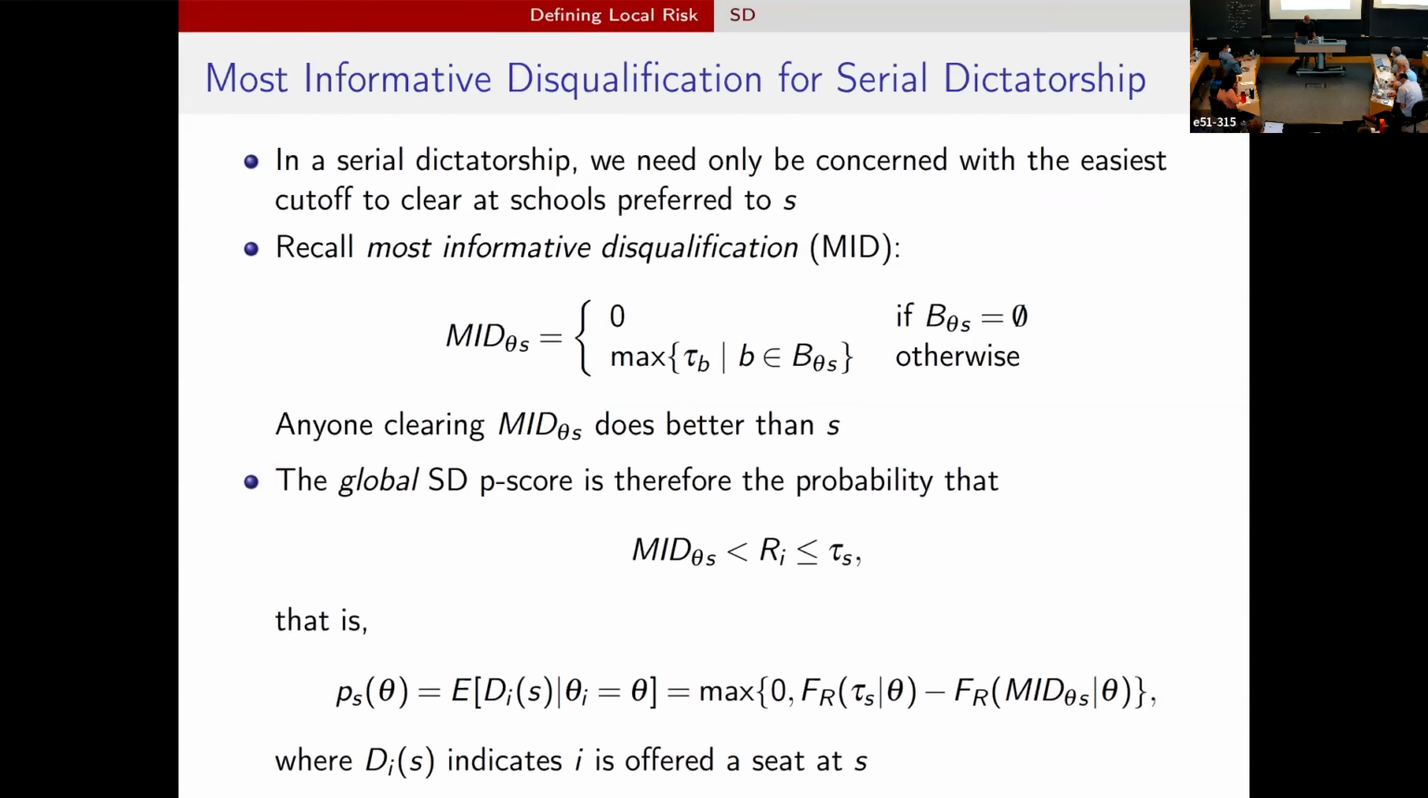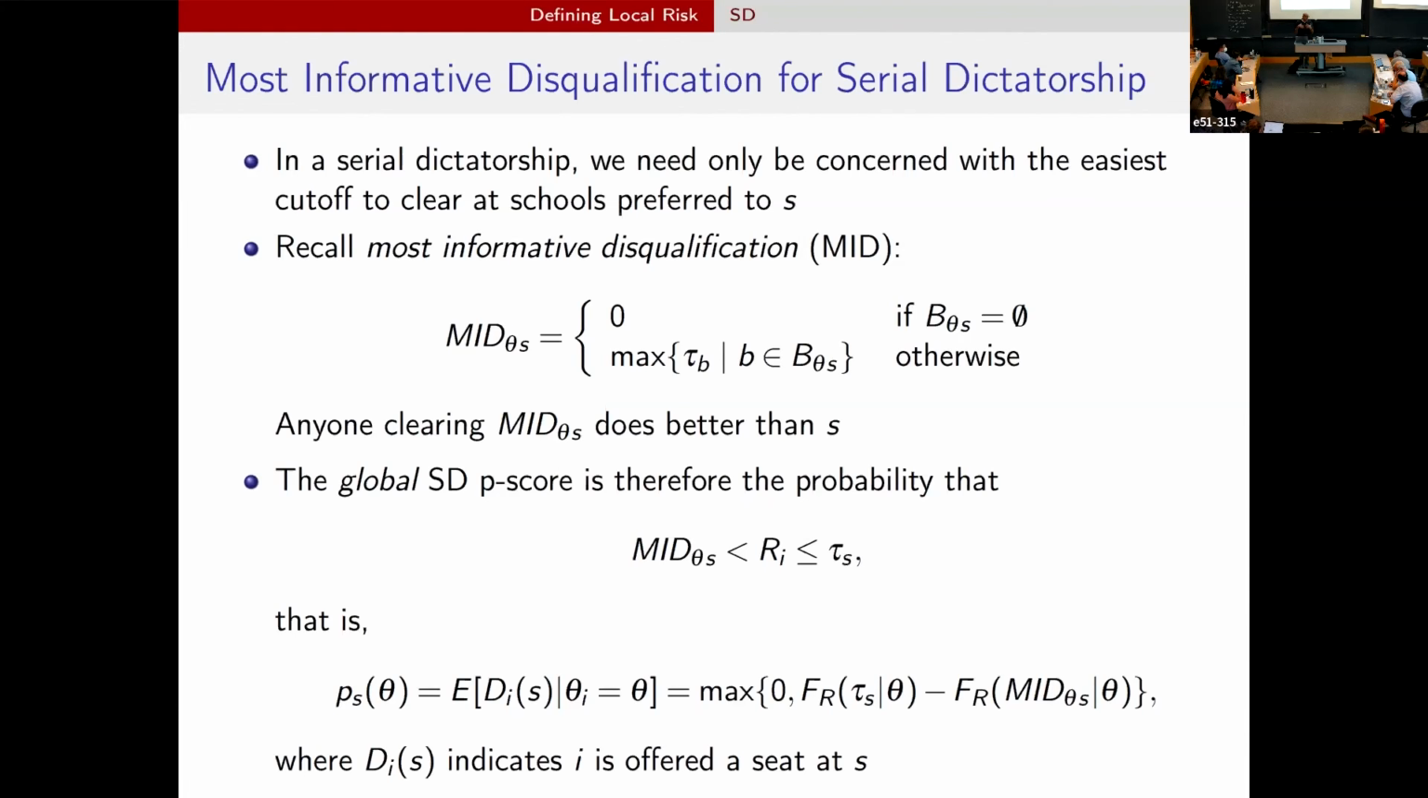And so if I want to tell you what is the probability of being assigned to school S with no priorities, all I have to do is ask, what is the probability that my tiebreaker variable, Ri, is in between the MID and the cutoff at school S? Okay, so if my tiebreaker is below tau S, then I've cleared the cutoff. So I would get an offer at the school, unless I get an offer at a higher ranked school. Okay, that's why we have that second term here. This term MID theta S is less than RIS.